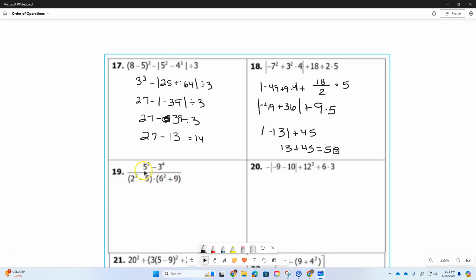Stop the video and do this one. Try to do this one by yourself. I will pause the video. I'm going to work it out. And so when you start the video again, my answer will be up here, and then we'll put it on Desmos.